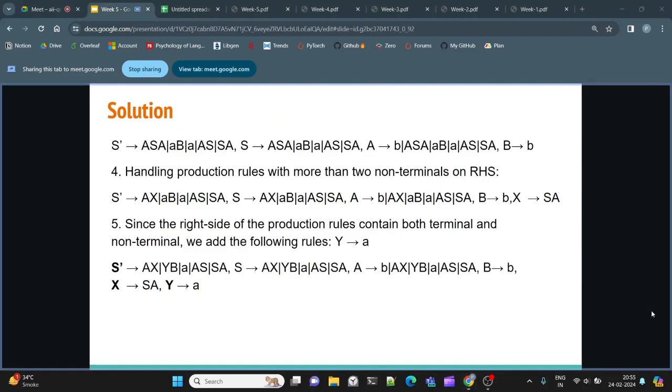Why not terminal B? Okay, that has a non-terminal capital B. Yes, yes. So we have to give a count of what are the new non-terminals. Correct. So what are those? Those would be S dash, X and Y.